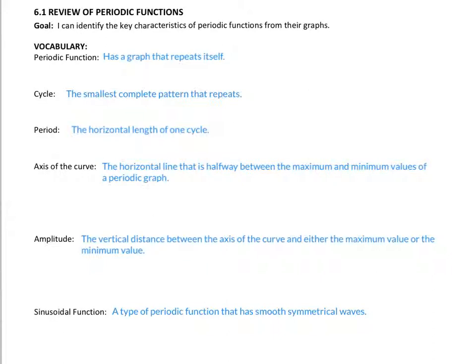The axis of the curve is that horizontal line that is halfway between the maximum and the minimum values of your periodic graph. So it really is that middle point between max and min. If you think of a midpoint, it would be taking the average of those two things. It is a horizontal line, so the slope will be 0. When we state its equation, your equation will be y equals, and it's a horizontal line, so there is no x, it's just a constant number. To get that constant number, it's the midpoint, or the average, between the maximum and the minimum.